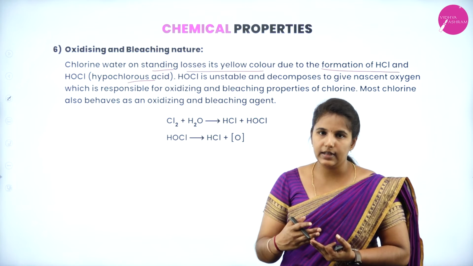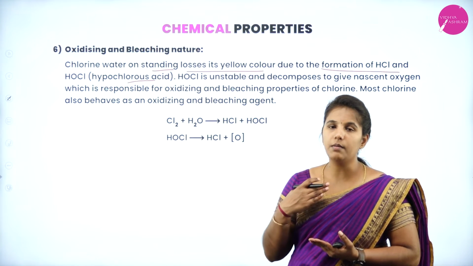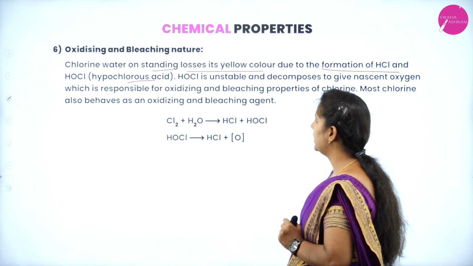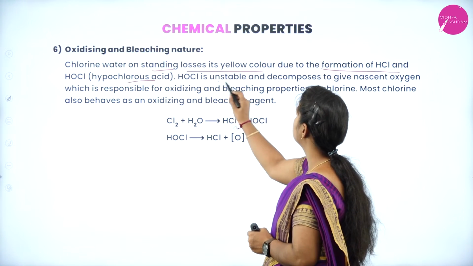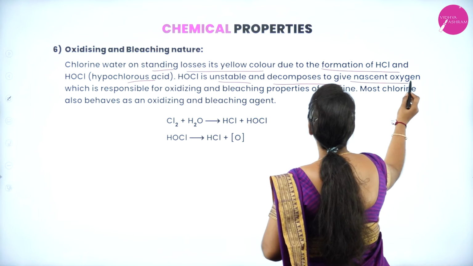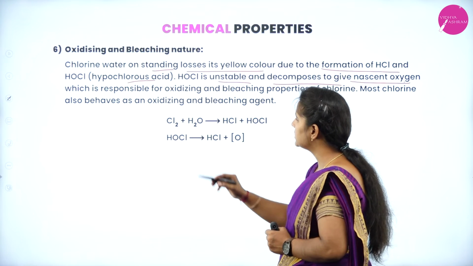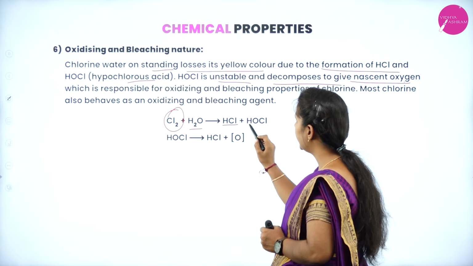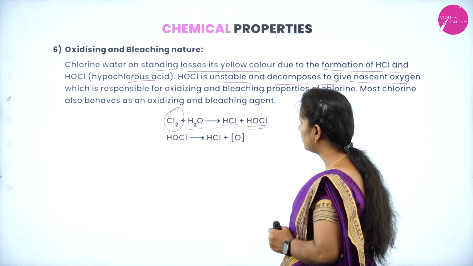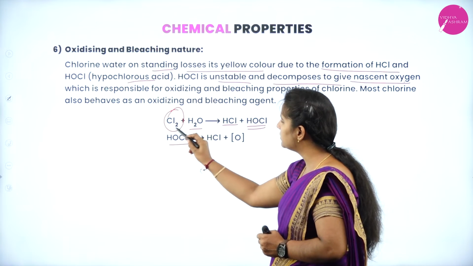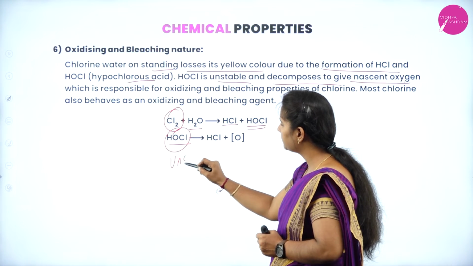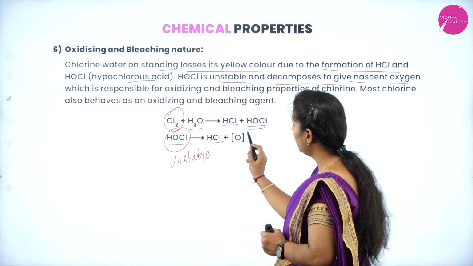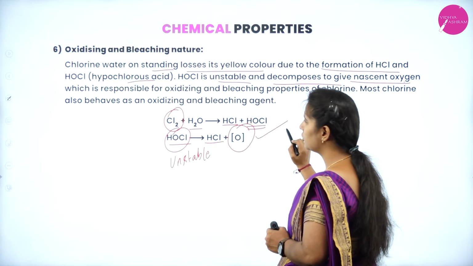If it is kept like that, the entire chlorine will become yellowish in nature due to the formation of HCl and HOCl. And this HOCl is unstable and decomposes to give nascent oxygen. You can see that if this chlorine gas reacts with water, it forms HCl and also hypochlorous acid. This hypochlorous acid, which is unstable, can further form HCl and also releases a nascent oxygen.